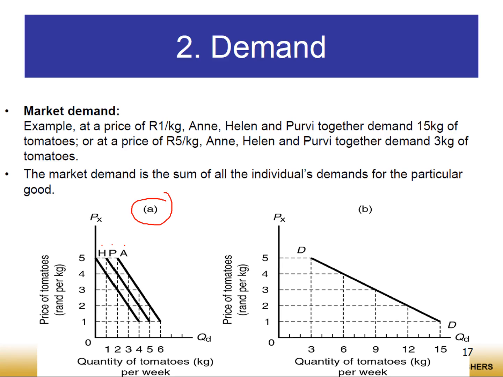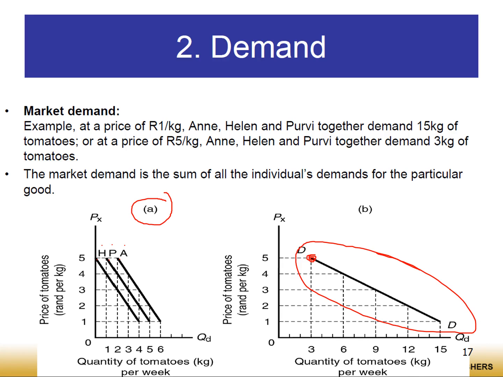Well, we simply sum horizontally. In other words, at each price level, we sum the value for the demand across the three individual demand curves. So taking a price of 5, we have 0 for Helen, plus 1 for Purvi, plus 2 for Anne, which gives us a market demand of 3 at price R5 per kilo.